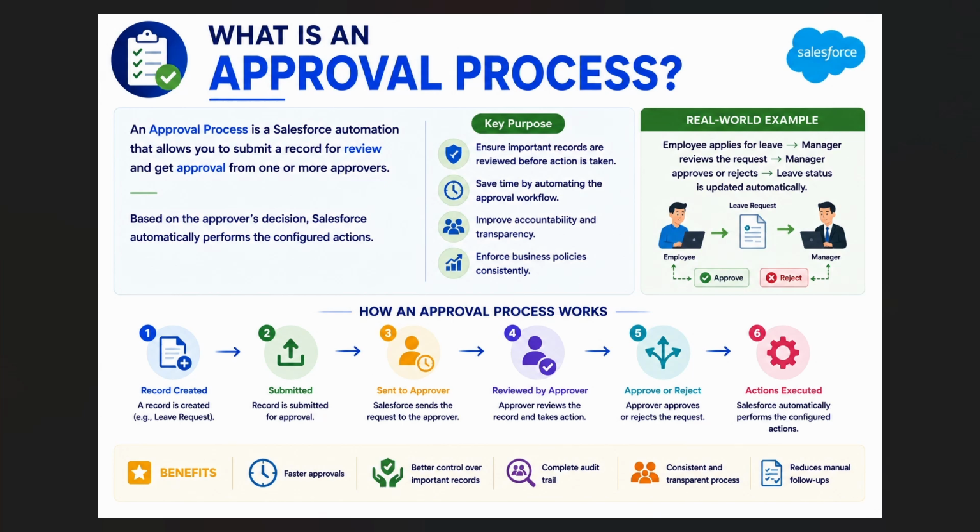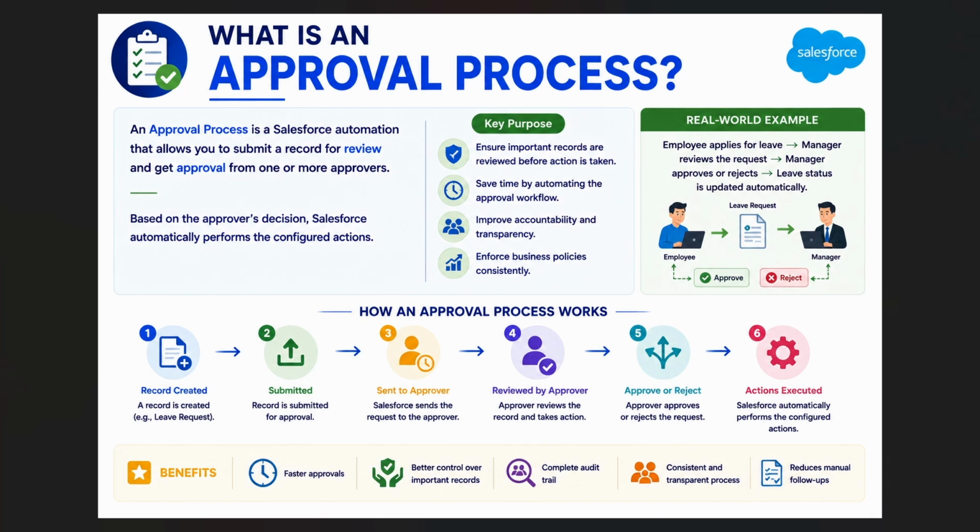So the process would be: the employee applies for the leave, the leave request is submitted for approval, and then the manager receives the approval request, and the manager approves or rejects it. Then your leave status is updated. The entire process can be automated using a Salesforce approval process. In today's video, we will understand approval processes from scratch and then build a complete leave approval process in Salesforce. Okay, so let's get started with the basic definition first.